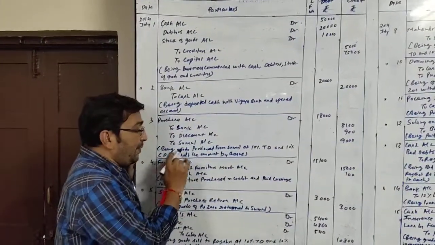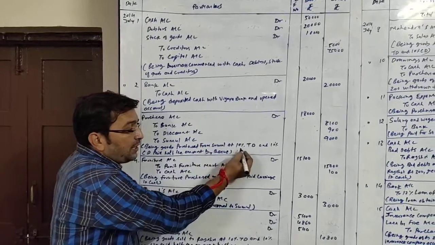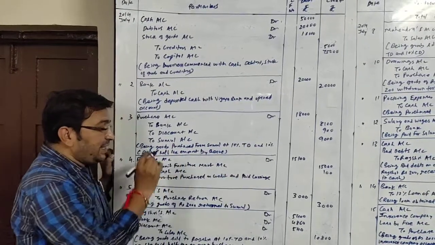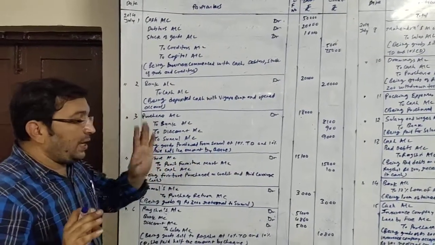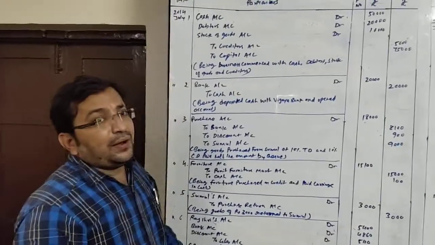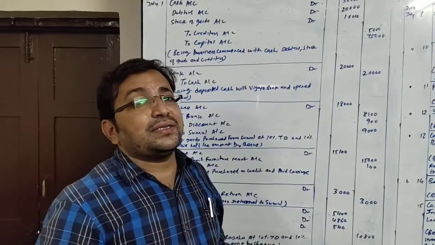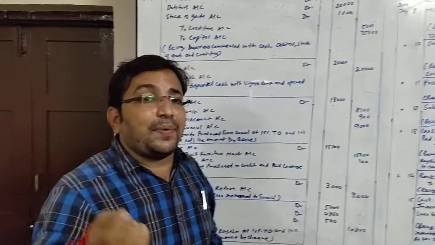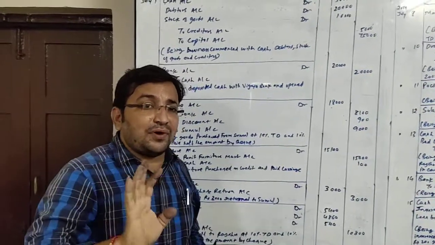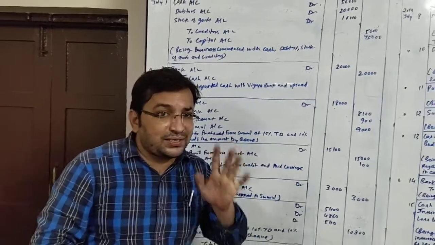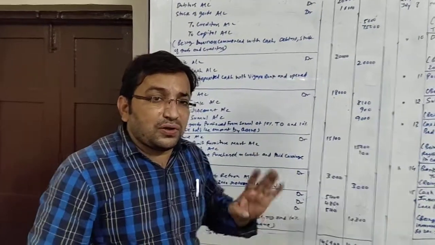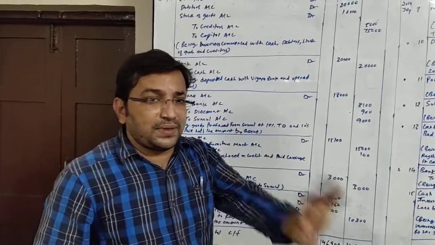Narration will be: being goods purchased from Sumul at 10% TD and 10% CD, paid half the amount by check. Keep in mind, cash discount will be applicable if payment is done in cash, and discount will also be applicable on 50%.